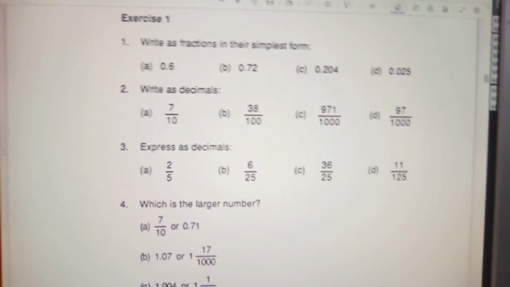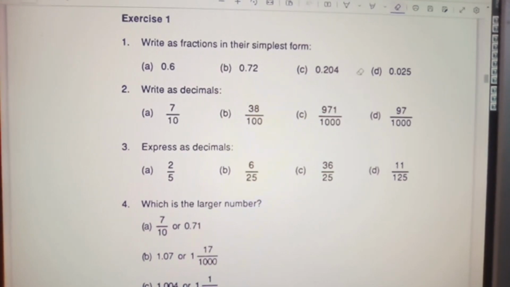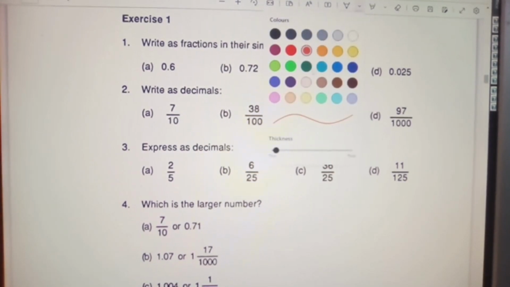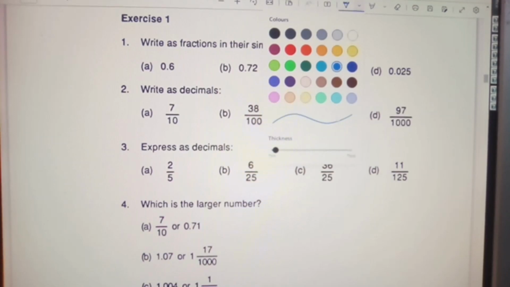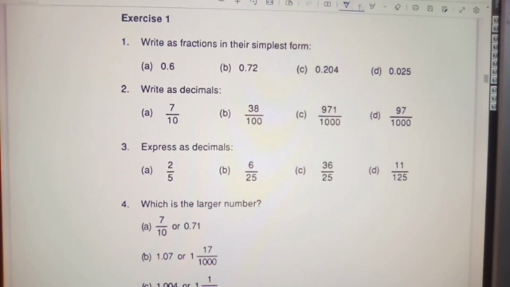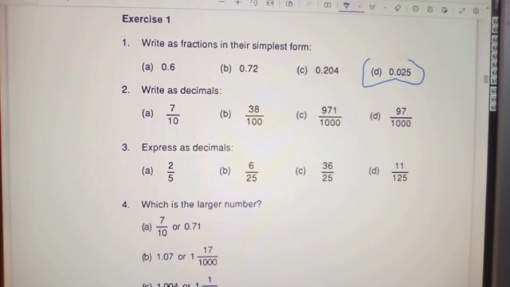Right, so what we're going to look at is this one now, okay? Let me just get my pen. Give me the blue pen, I should say. And I'm going to do this one now. So this is the one we're going to be looking at.